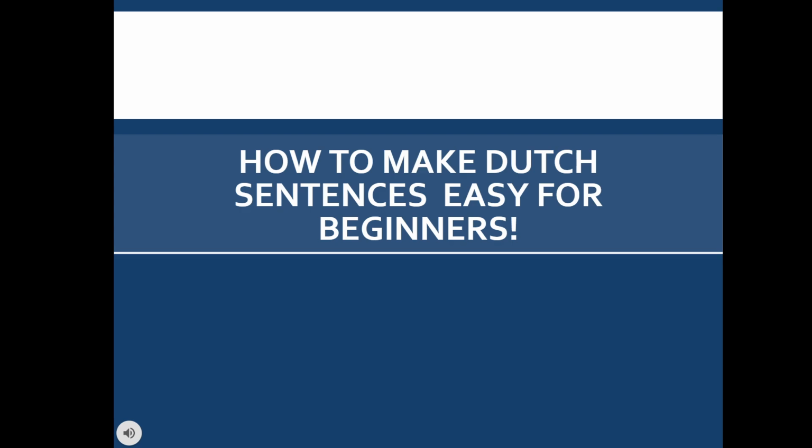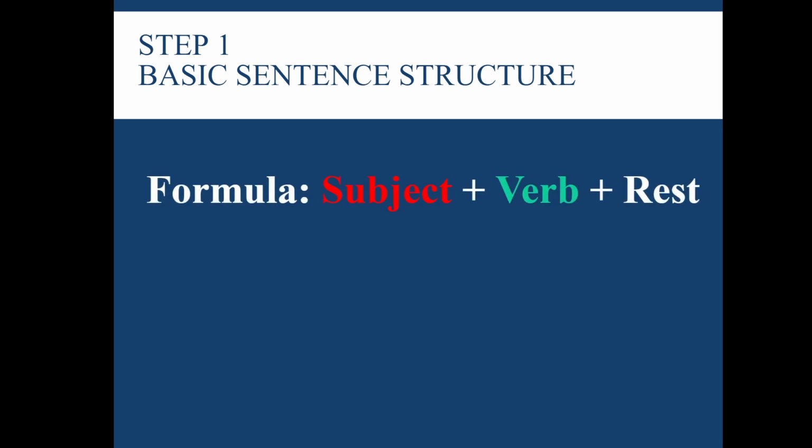Today, we'll learn how to make simple Dutch sentences for your writing exam. Don't worry, it's simpler than you think. Let's go step by step. The most basic Dutch sentence follows this formula: subject plus verb plus the rest of the sentence. That's it. Let's look at some examples.